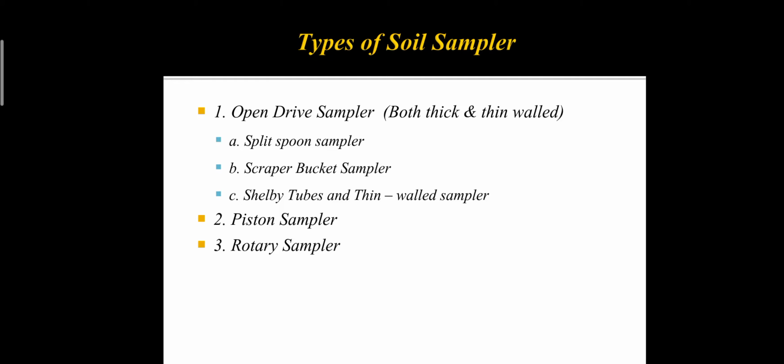So there are different types of samplers. First 2 will give disturbed samples, and the remaining 3 will give undisturbed samples. And scraper bucket is for sandy soils present in water, and rotary sampler is specifically for rocky samples. So we will see one by one. This is another important question. Type of sampler, you can expect this in university questions.